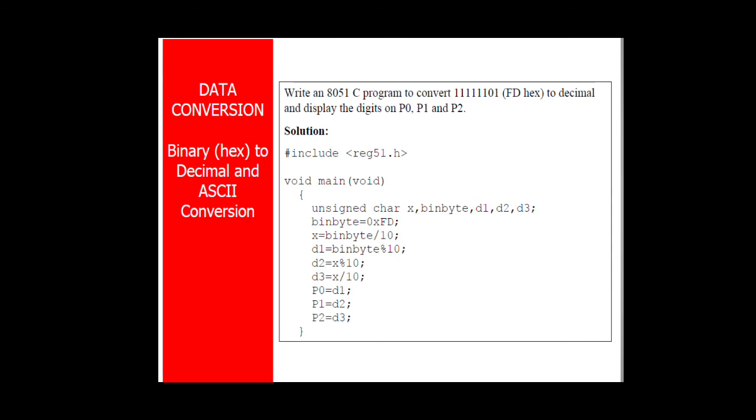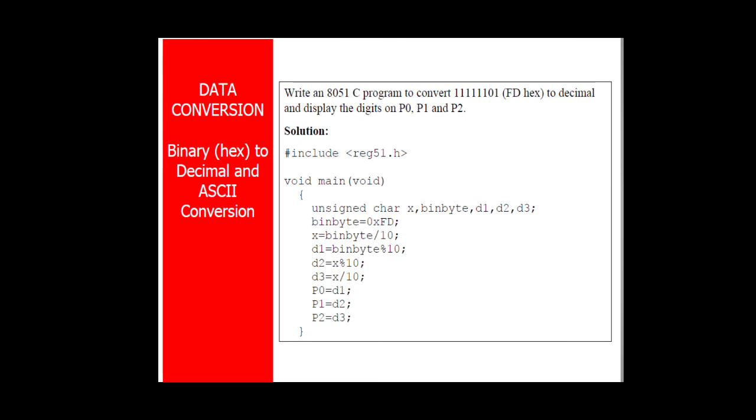First we have to take a few variables here. The binary byte is equal to FD, that is the input FDH. Then X is equal to binary byte divided by 10. D1 is equal to binary byte mod 10. D2 is equal to X mod 10, and then D3 is equal to X divided by 10.